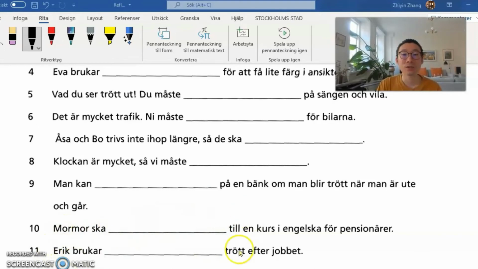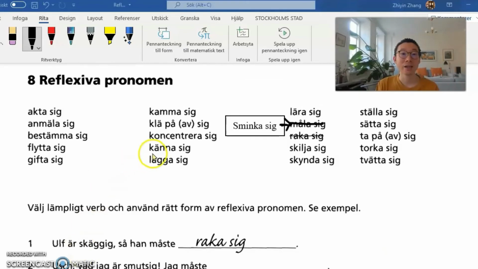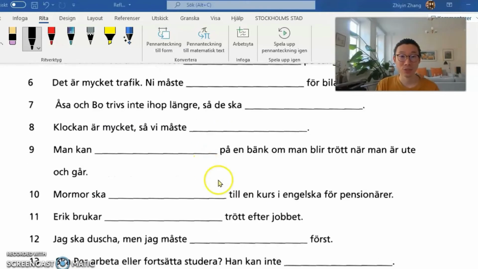Erik brukar känna sig trött efter jobbet. Erik usually feels tired after his job. Ja, känna sig. Jag känner mig trött. I feel tired. Erik känner sig trött. Erik feels tired.